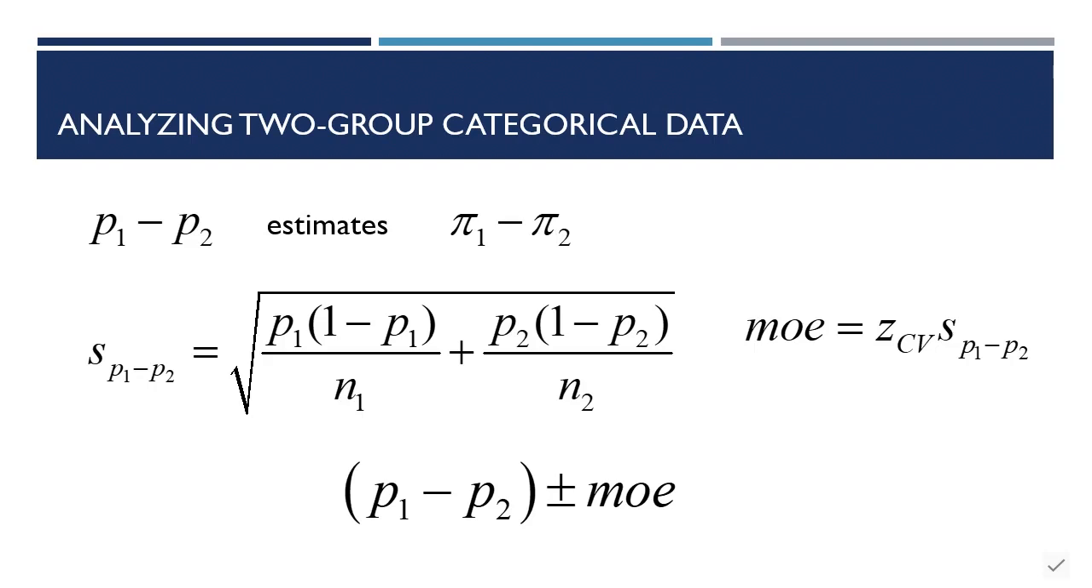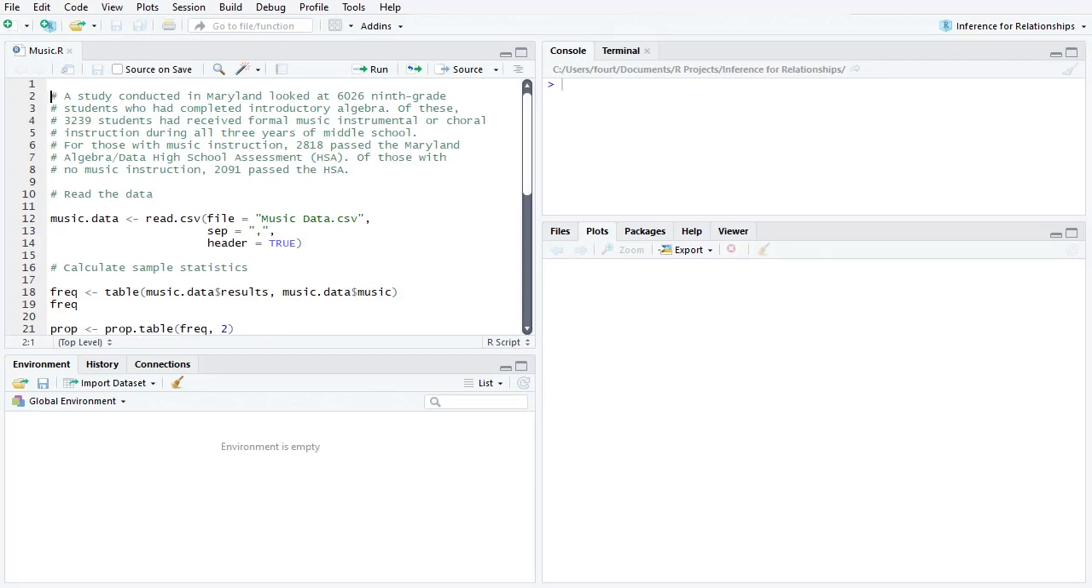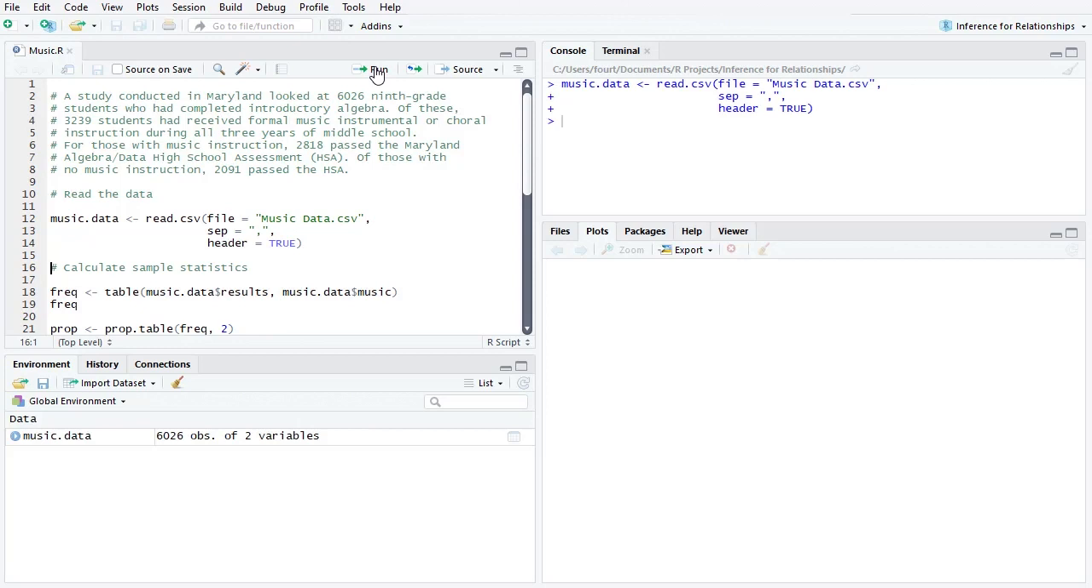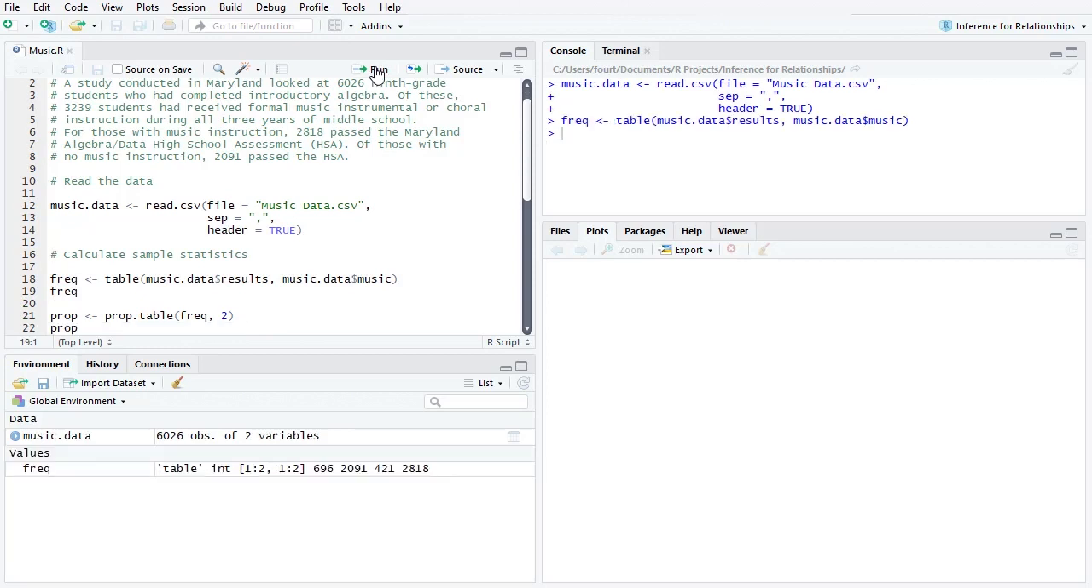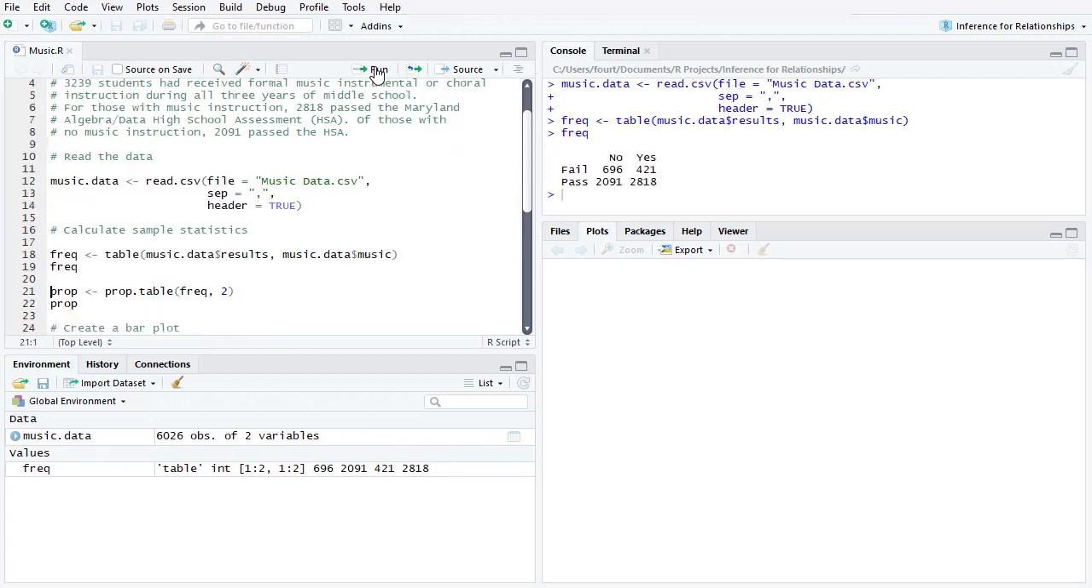So let's do this. First, I'm going to read in the data. Then I'm going to get the frequency distribution. Here it is. We were told that there were 6,026 individuals in this study, and so if I add up all these frequencies, that's what I should get, 6,026. Let's look at the proportions.